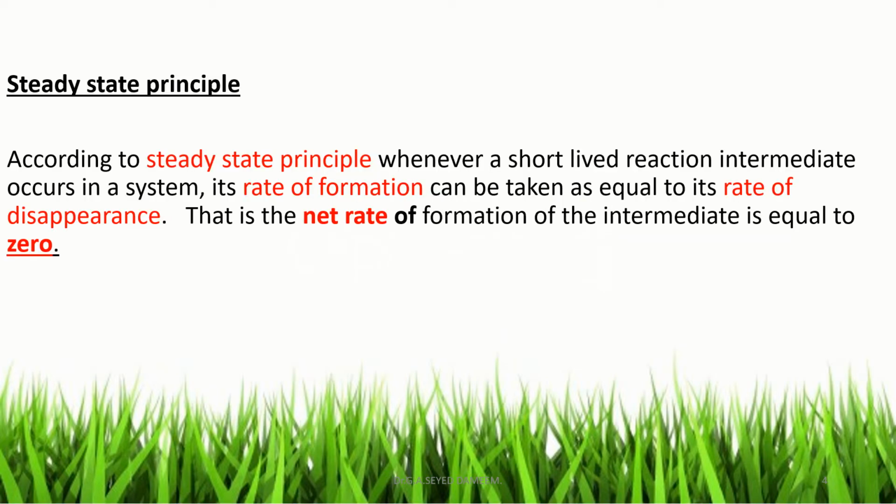Steady state principle. According to the steady state principle, whenever a short-lived reaction intermediate occurs in a system, its rate of formation can be taken as equal to its rate of disappearance. That is, the net rate of formation of the intermediate is equal to 0. That is the steady state principle. Whenever there is a reaction intermediate, its rate of formation is equal to its rate of disappearance, that is, the net rate of formation of the intermediate is equal to 0.